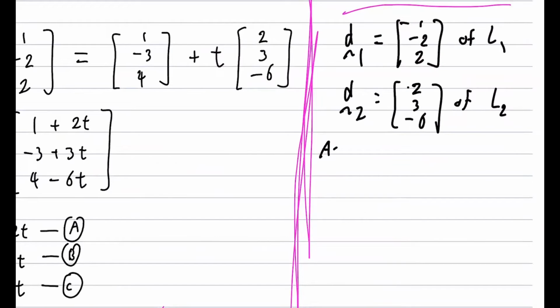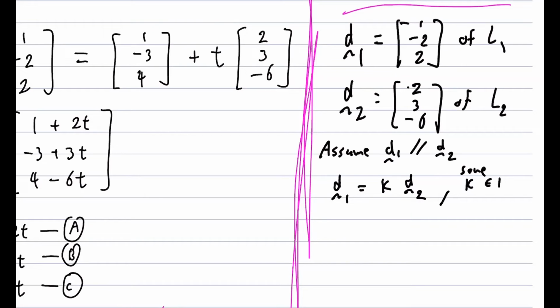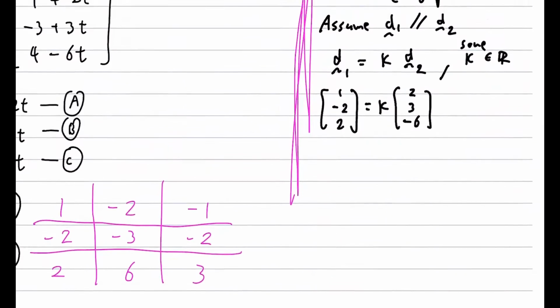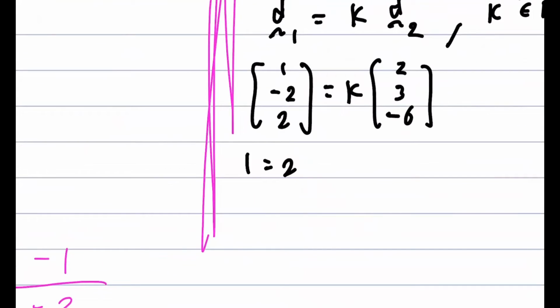So let's just assume that they are parallel. Then we can get something called a contradiction. If they are parallel, we can conclude D1 should be equal to K times D2, right? Some scalar, some K an element of the real numbers, a specific number. So what this means is we'll get (1, -2, 2) equals K times (2, 3, -6). If we try to equate them, what we'll get is 1 equals 2K, -2 equals 3K, and 2 equals -6K. Agree? Yeah.